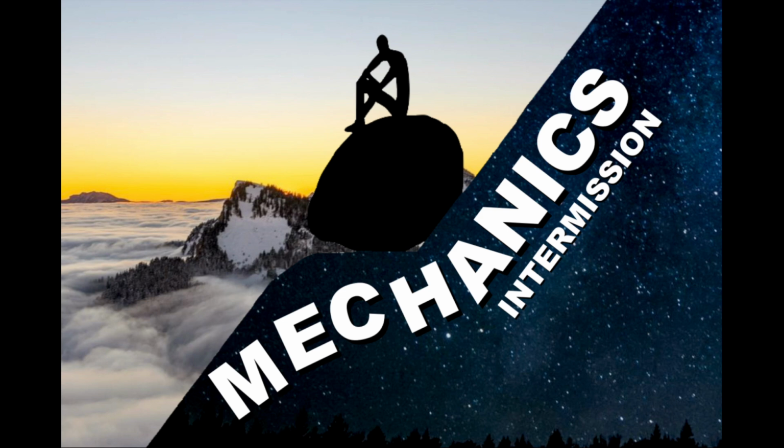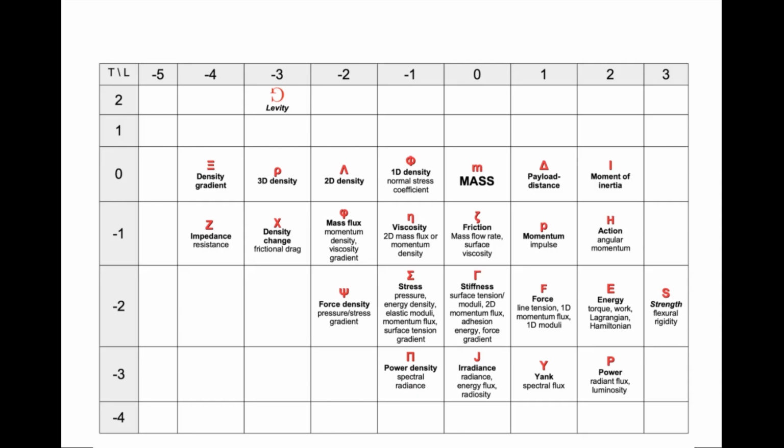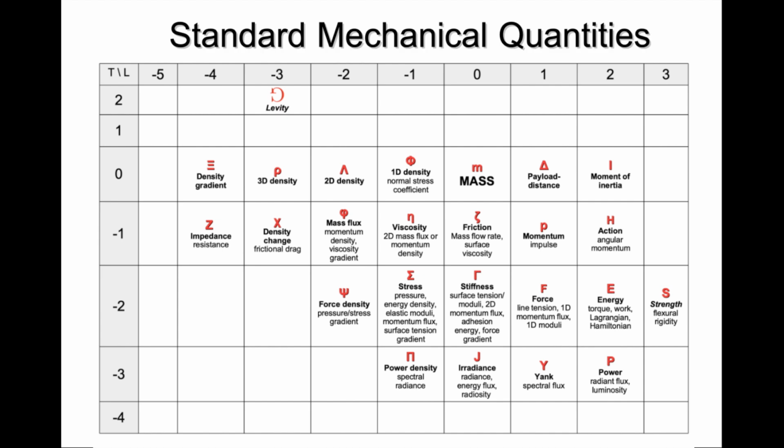We are about midway through this series on mechanics, so we thought it would be a good idea to take a little break, summarize what we've done so far, and outline what remains in store. We started more than a year ago with this table, the table of what we called standard mechanical quantities. Mass, density, force, energy, pressure, viscosity, all these terms fill the pages of textbooks and papers. This table tries to make sense of their relative dimensions.